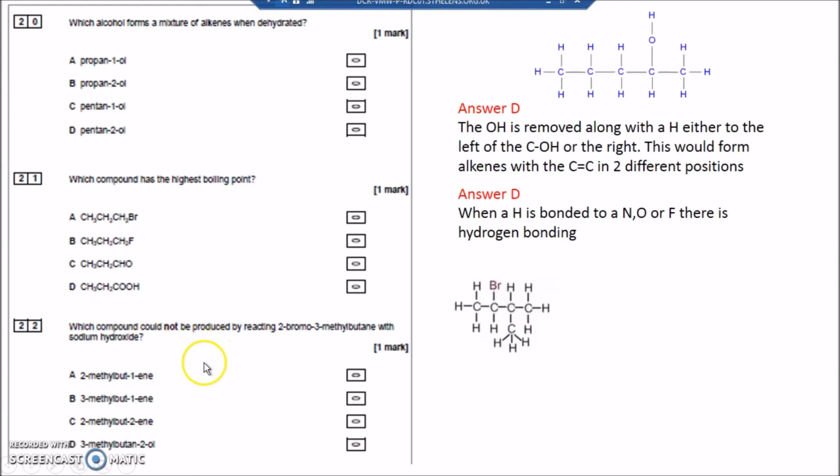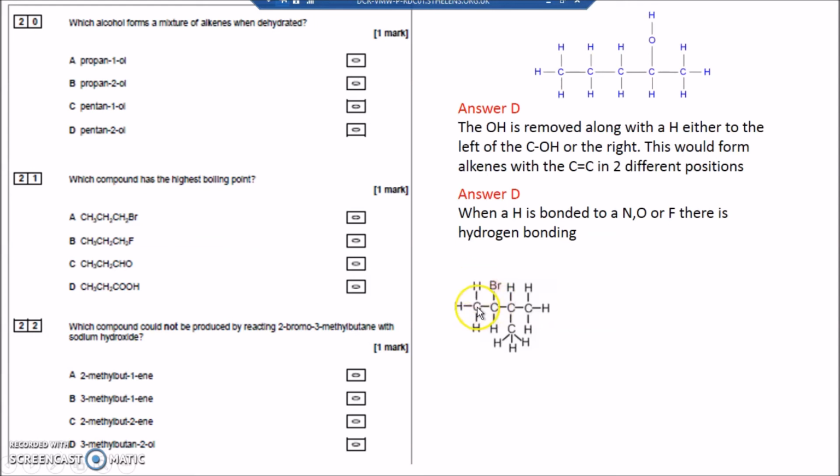I'm looking for something that could not be produced. And therefore all of the others have made a double bond by elimination. So how do I do elimination? So what actually happens with elimination is that it removes a hydrogen alongside the Br. So the OH minus from the sodium hydroxide removes a hydrogen from a carbon alongside the C-Br. So there's my C-Br. So it could be one of these hydrogens.